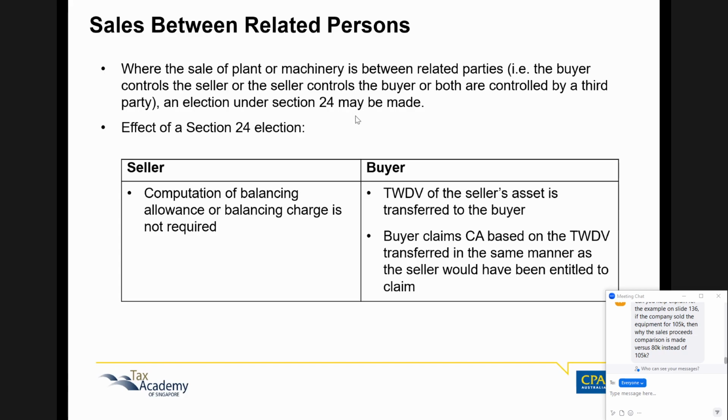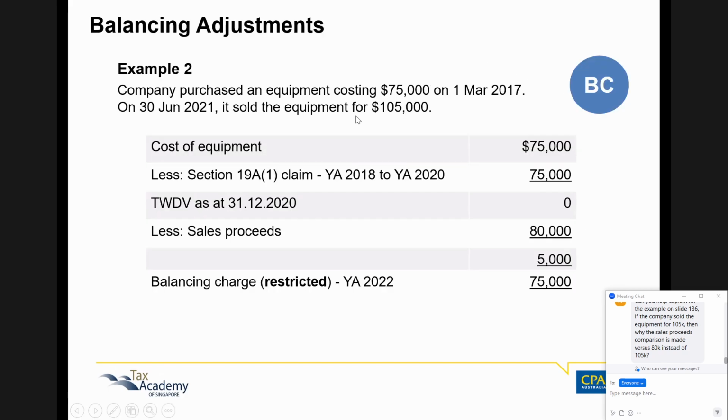Okay, just hold on, I have a question. Oh, okay, good for spotting. Yeah, so I have a question here saying that the company sold equipment for 105K, so why is the sales proceed made at 80K instead of 105K? Yeah, you're right, actually. Sorry about that. I think there's a typo on this. Very sorry. Yeah, thanks for highlighting this.